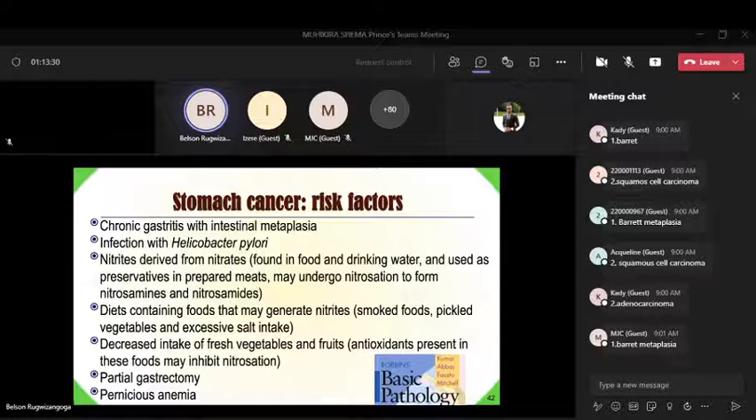Another risk is the infection of Helicobacter pylori. Then nitrates, I think I had mentioned this. These are used in food and drinking water, and as preservatives in prepared meats, those you buy from supermarkets, which are pre-cooked. They may undergo nitrosation to form nitrosamines and nitrosamides, which are carcinogenic. So diets containing foods that may generate nitrates, such as smoked foods.